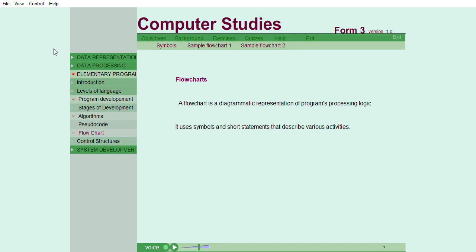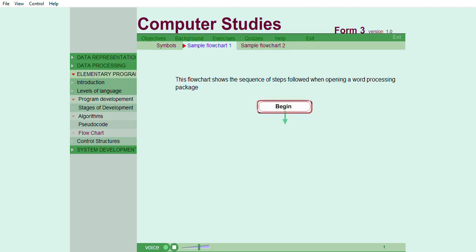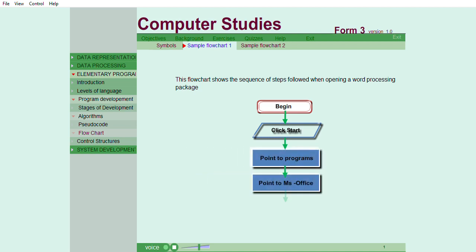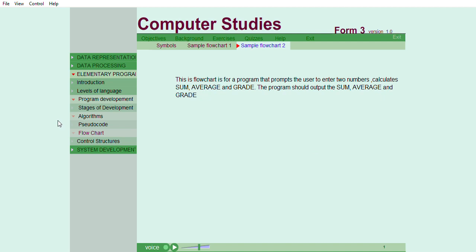Flowcharts. A flowchart is a diagrammatic representation of a program's processing logic. It uses symbols and short statements that describe various activities. Program flowcharts are designed using various symbols that represent different operations. This flowchart shows the sequence of steps followed when opening a word processing package. This is a flowchart for a program that prompts the user to enter two numbers, calculates sum, average, and grade.